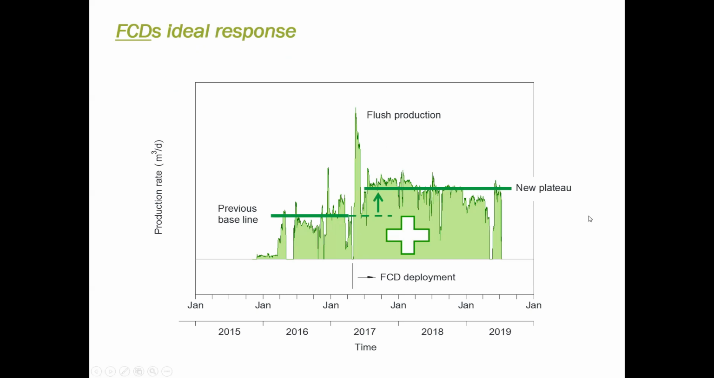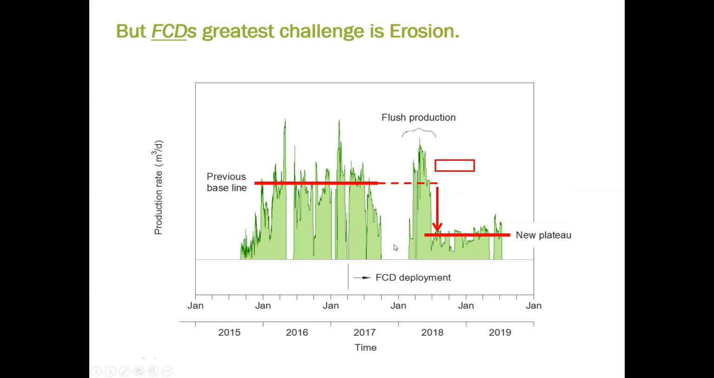Most FCDs are positive in SAGD operation. This is one of the ideal examples of flow control devices for the SAGD operation. We see the previous baseline and the FCD deployment. We see the jump in the uplift, and mostly we see the uplift and better conformance using FCD along the producer, but there are cases where we see a negative effect, and you see the baseline is much higher than after the FCD deployment. And most of these concerns with the flow control devices are regarding the erosion.